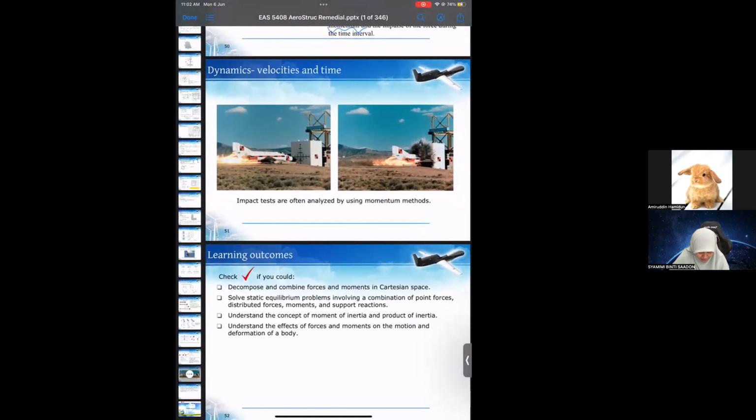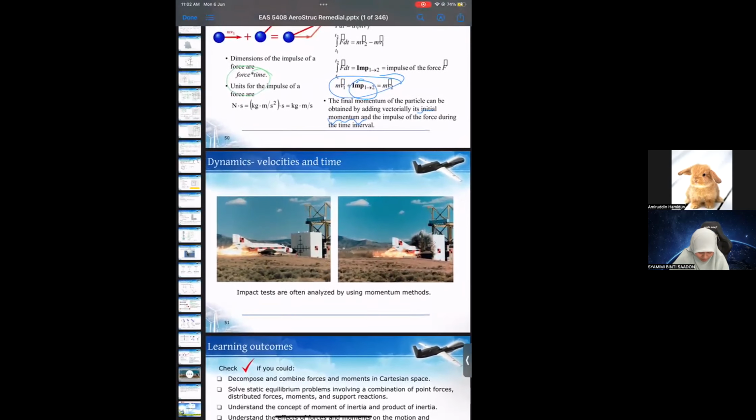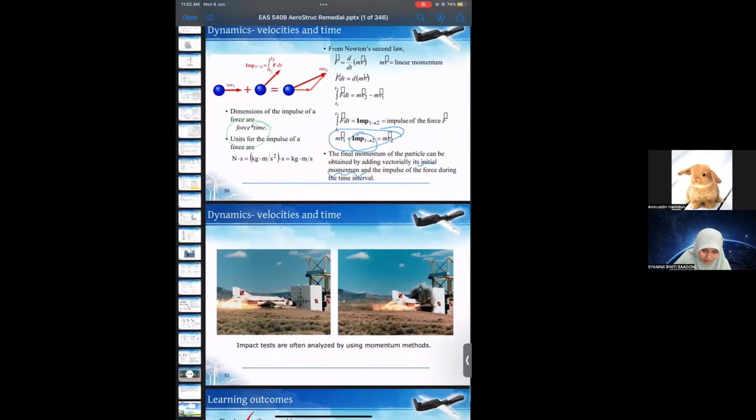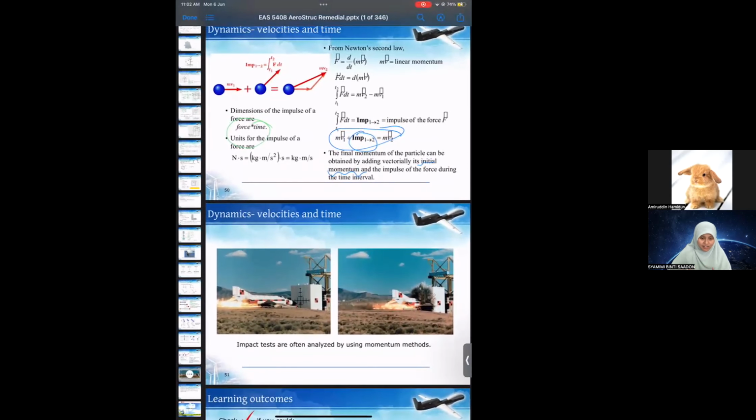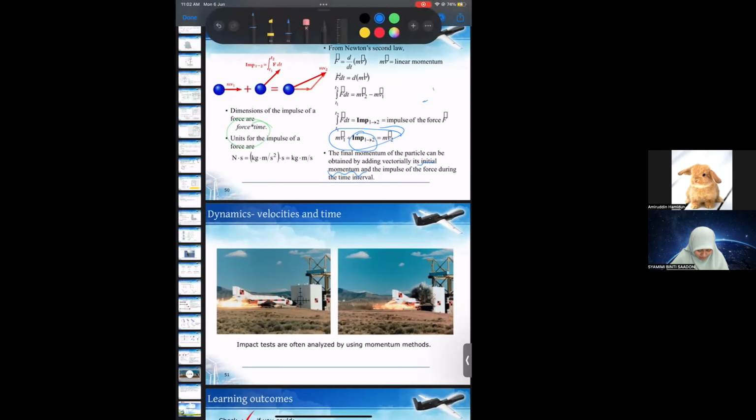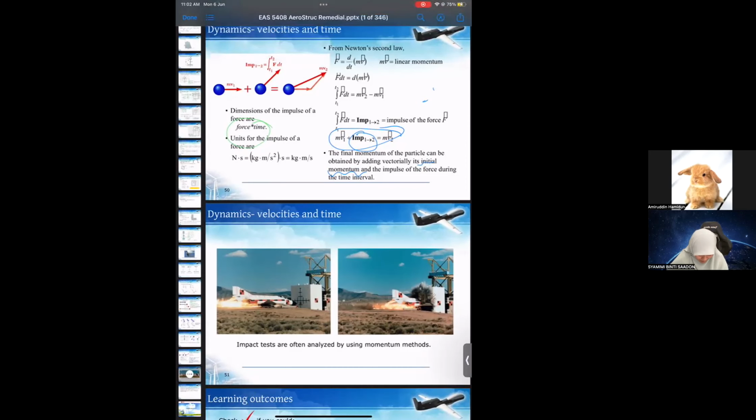Impact tests are often analyzed by using momentum methods, to calculate the impact of a crash or something. So we use the momentum method like this one to calculate the impact, used in impact tests.